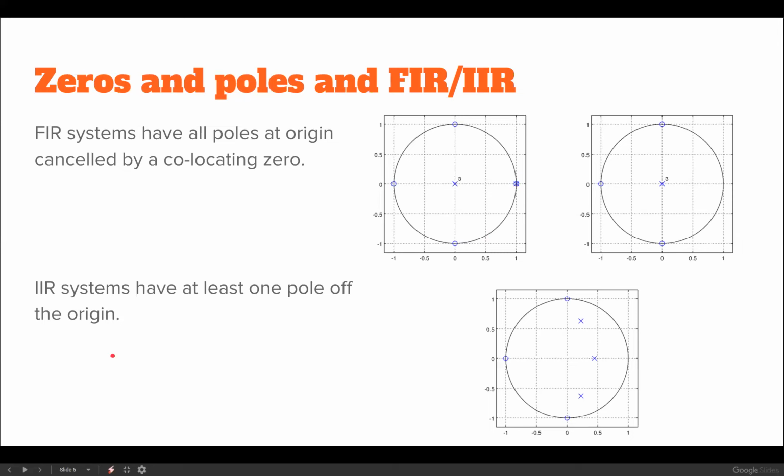If the system is an infinite impulse response system, a linear time invariant system that is IIR, then it must have at least one pole somewhere else than origin and without any canceling zeros. So even one pole somewhere in between 0 and the unit circle would make this system an IIR, or actually if it's outside of the unit circle, then it would also be unstable, but still IIR.